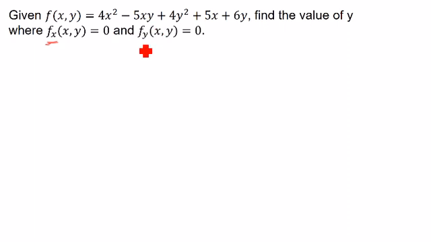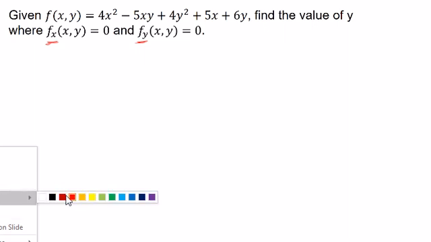Similarly, f sub y here means we're differentiating this function of two variables, x and y in this case, with respect to y by treating x as a constant. Hopefully you've already reviewed those basic topics on the first order partial derivatives. Hopefully this example will help you understand those concepts a little bit better.